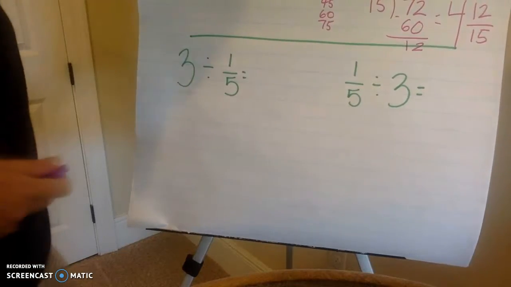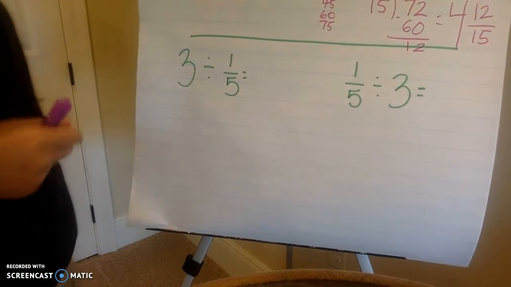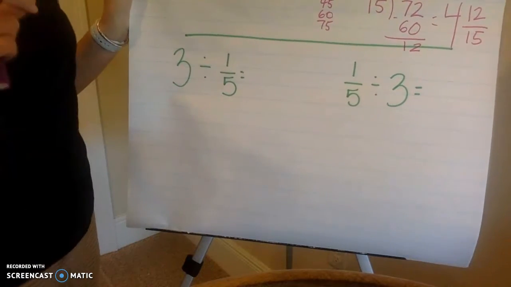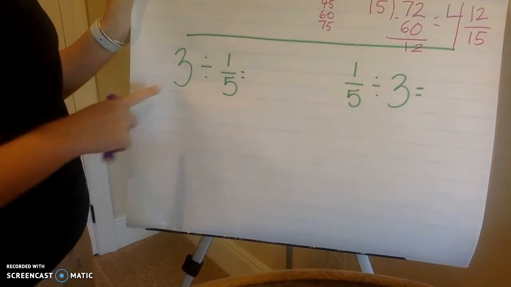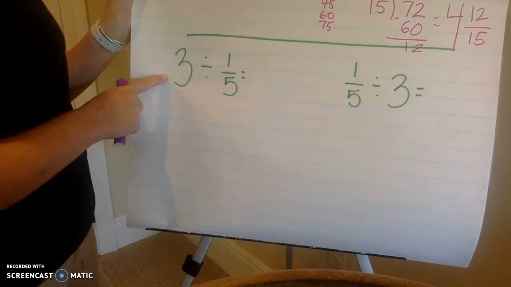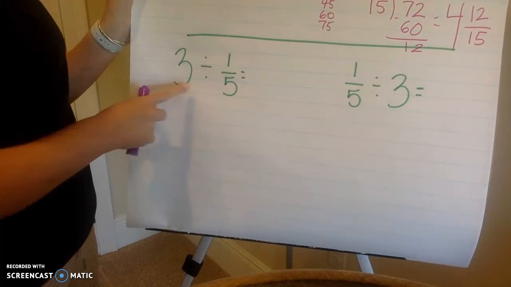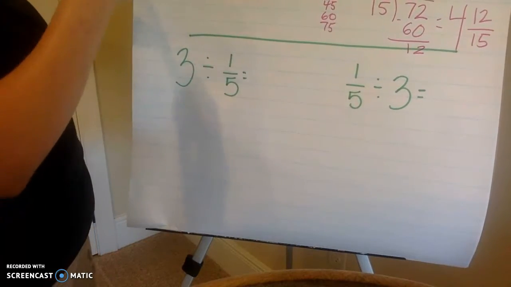All right, now we're going to do dividing fractions. Okay, dividing fractions are a lot like multiplying. This problem right here is asking us how many 1/5 pieces are in 3 wholes. How many 1/5 pieces are in 3 wholes?